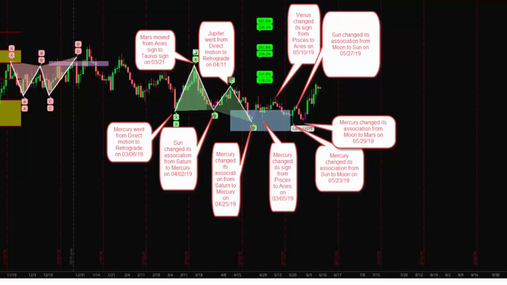So if you look at it, this is the event that has happened, and then you work your way down. It caused the Euro USD to go down, and then another astrological event happened on 4/2, that is April 2nd. Sun changed its association from Saturn to Mercury, and that caused a swing low here, and then started sending the price up, and then it met with another astrological event, which is Jupiter went from direct motion to retrograde on 4/11.